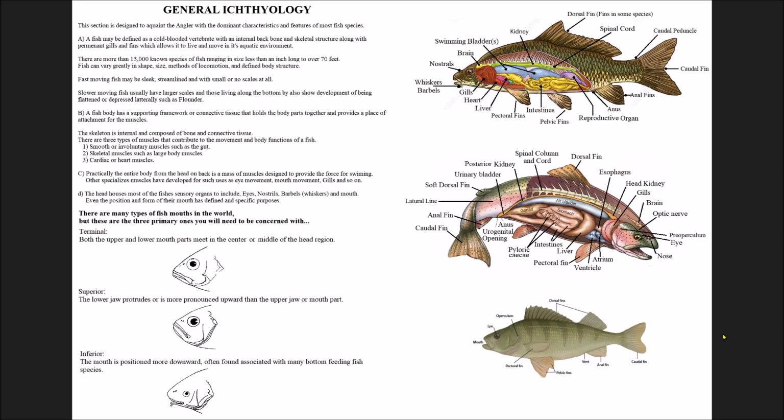Practically the entire body from the head on back is a mass of muscles designed to provide the force for swimming. Other specialized muscles have developed for such uses as eye movement, mouth movement, gills, and so on.